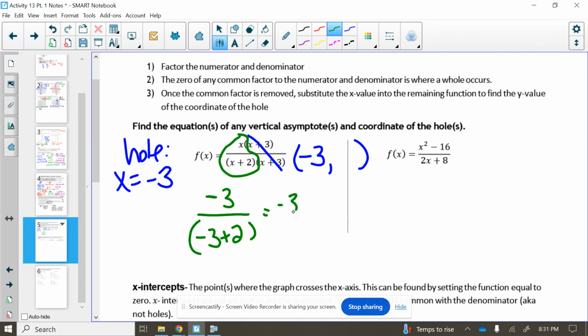So we would have negative 3 over negative 1. So positive 3 would be the location of our hole. So negative 3, comma 3.